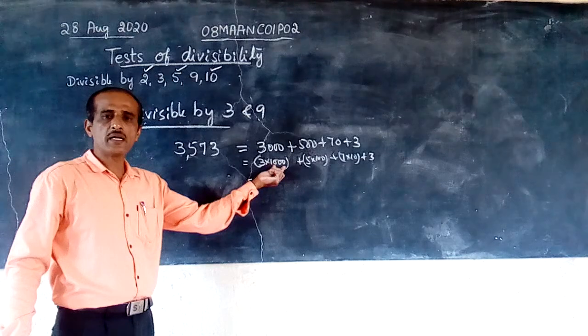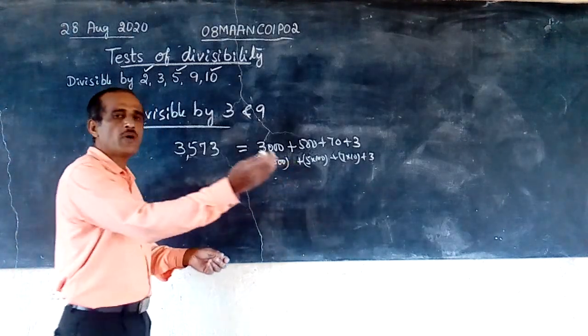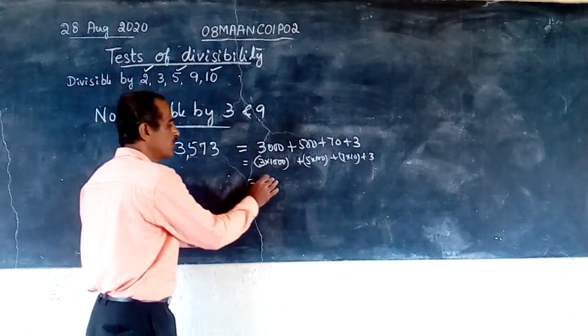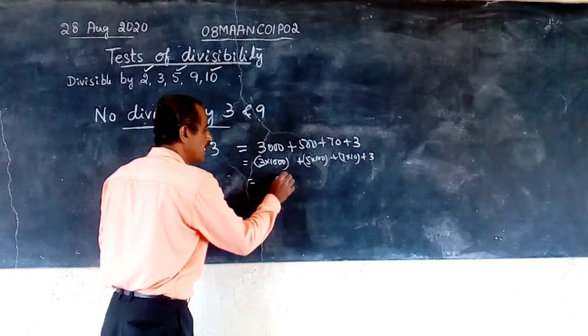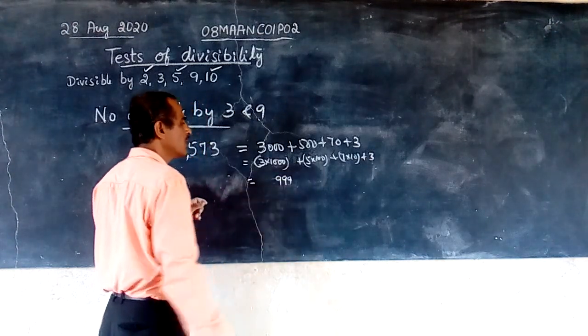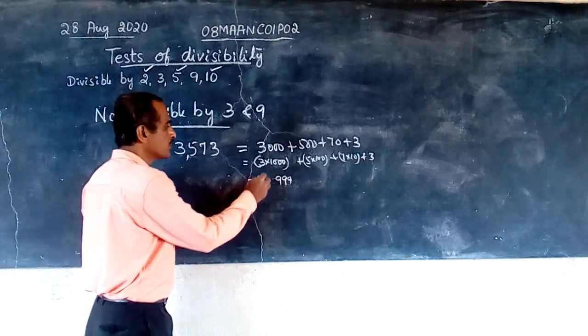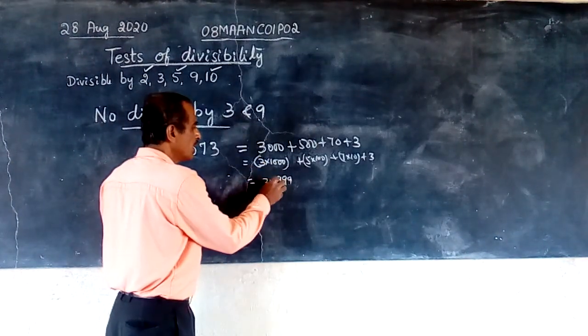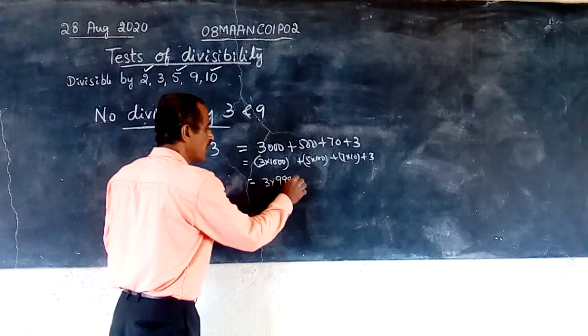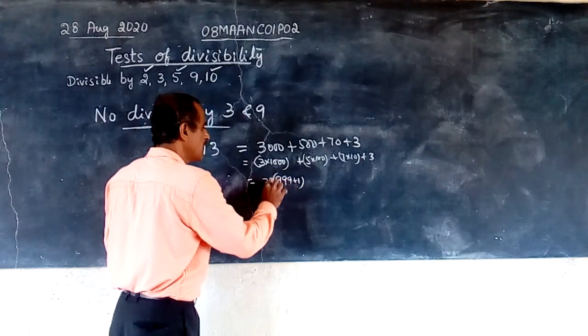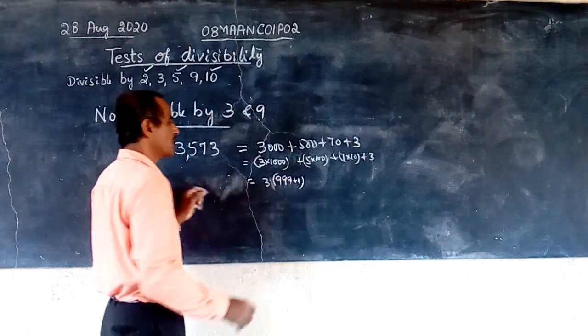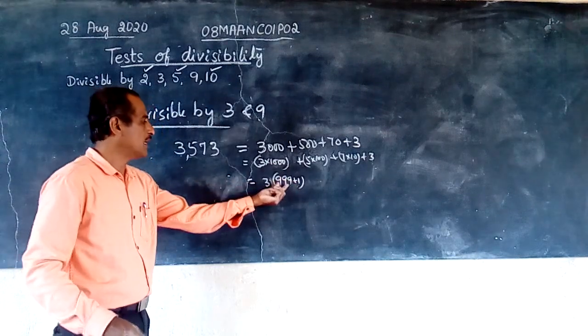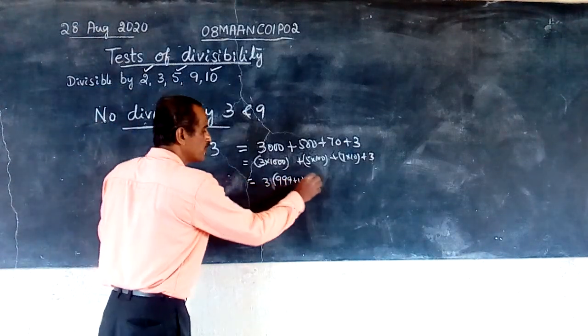1000 cannot be divided by 9. But if you subtract 1 from that, it becomes 999. So 3 into 1000 is 3000. I will write 1000 as 999 plus 1, so it becomes 3 into 999 plus 1.